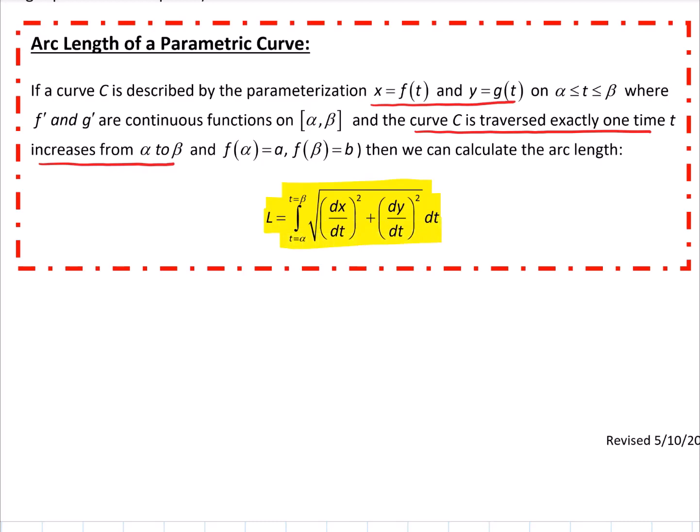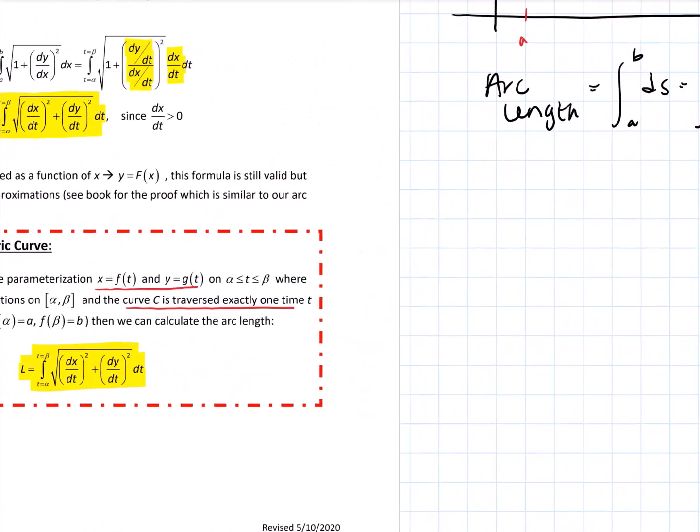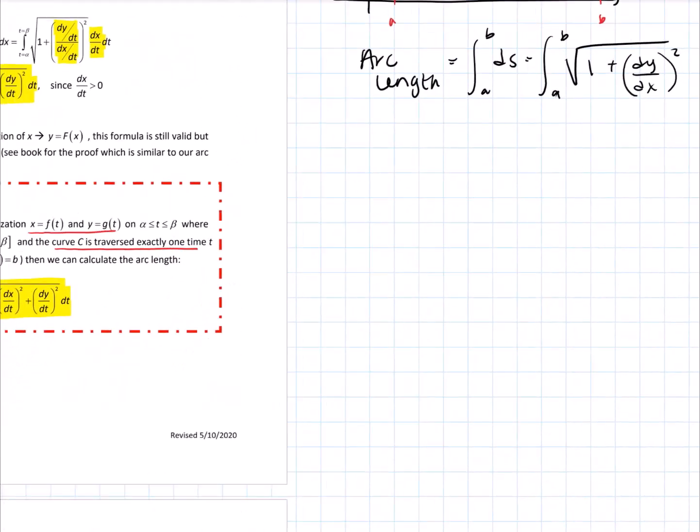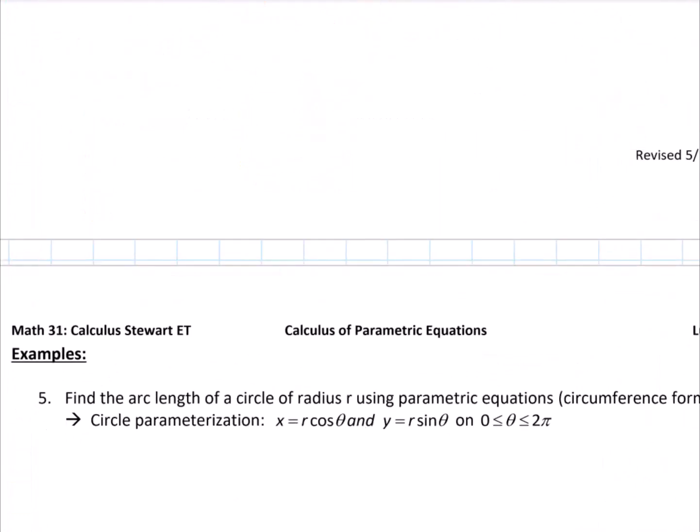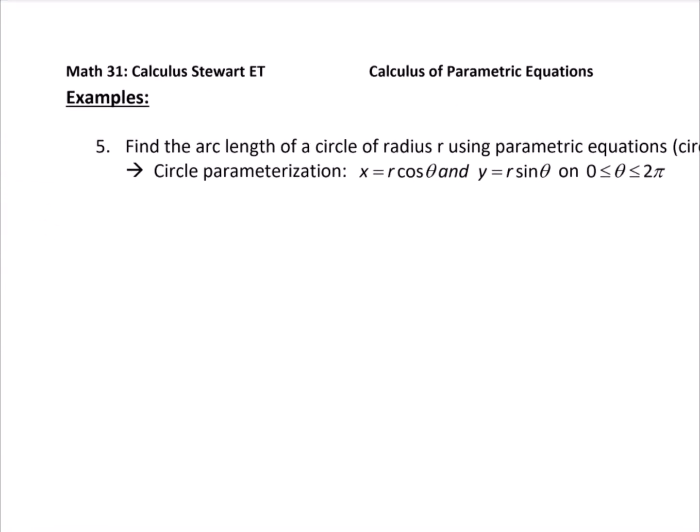So take the integral from t equals alpha to t equals beta of the square root of dx dt squared plus dy dt squared, and integrate with respect to t. So let's take a look. What if we had, let's go to that circle example that I just mentioned. There we go. So let's take a look at this circle example.